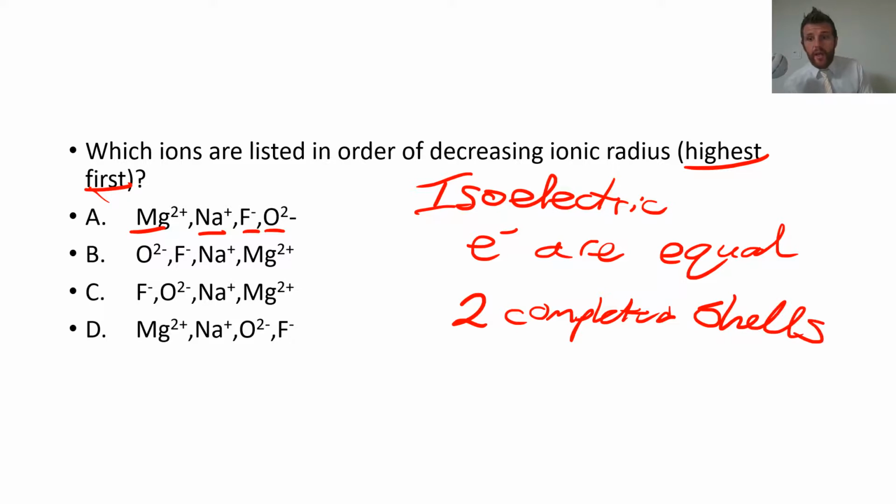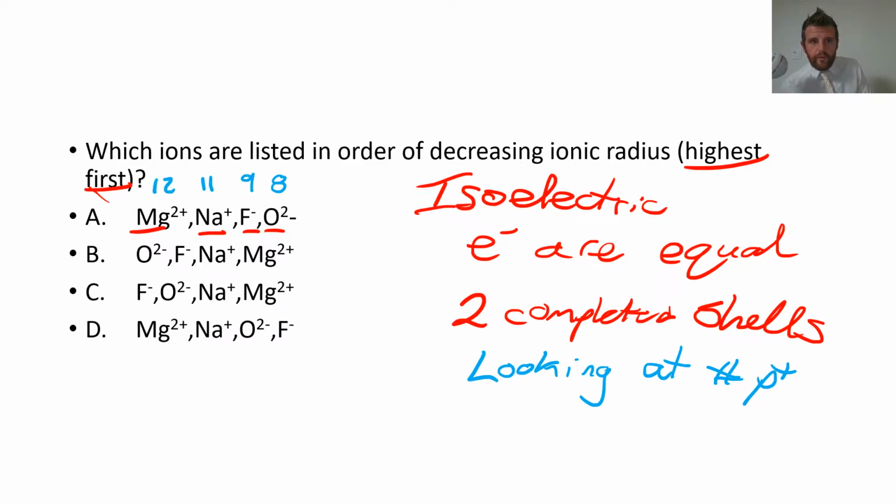Since they all have the same number of shells, we're looking at the number of protons. Magnesium has the most protons. I'm doing this without a periodic table. So 9, 8, 11, and 12 protons for each of the respective ones here.